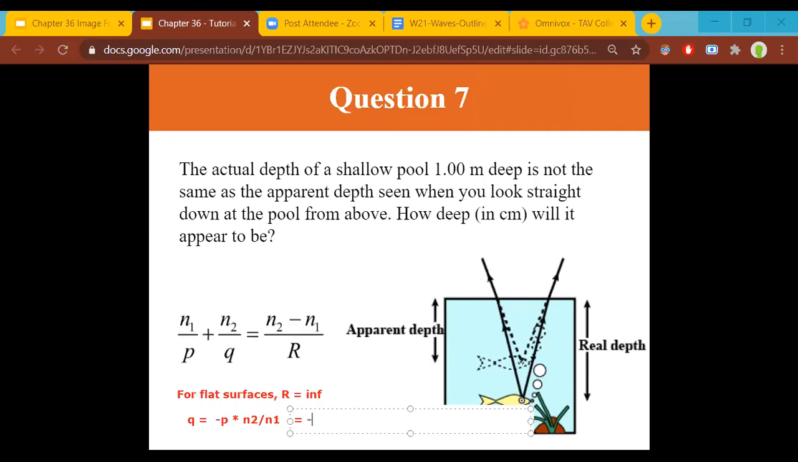And then we know that the object is 1 meter in, so times n2, that's the index of air, divided by that of water, which is 1.33. So the location of the bottom of the pool, seen from above, is 3/4 of a meter. In other words, the pool looks like it's only 3/4 as deep as it actually is.